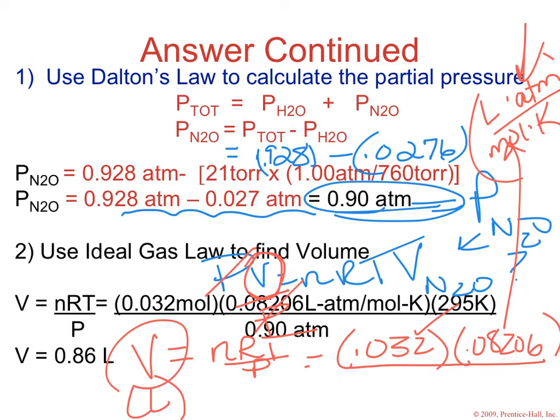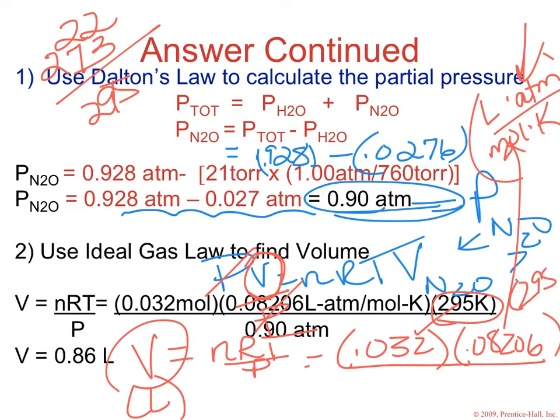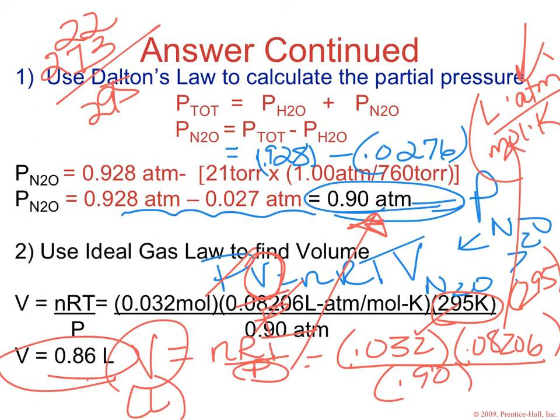Let's see, temperature is 295. They gave us 22 degrees Celsius, so we have to convert it to Kelvin, and so 295 Kelvin. And then we divide all that by pressure. And we figured out the corrected pressure, just the gas, it's 0.90. And when you crunch all that out, you get that the volume is 0.86 liters. Kind of a complicated problem.